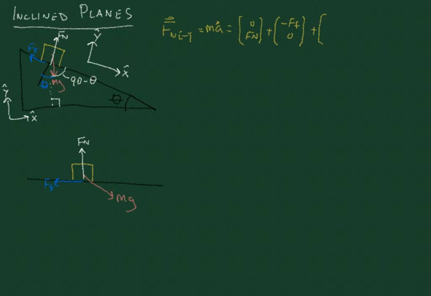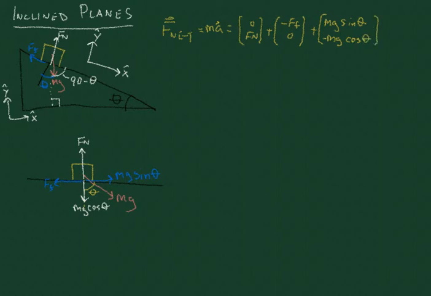So we can come down here onto our diagram, and we can say that this is theta. Now we can break the gravitational force up into two components. We have one component in the x direction, which is going to be mg sine theta, and another component in the y direction, which is going to be mg cosine theta. So when we write our gravitational force, in x we have mg sine theta, and in y we have minus mg cosine theta.